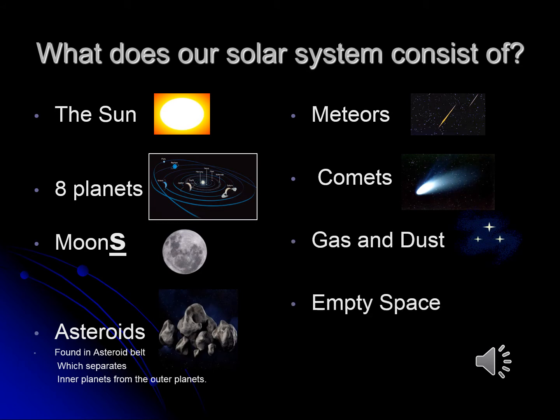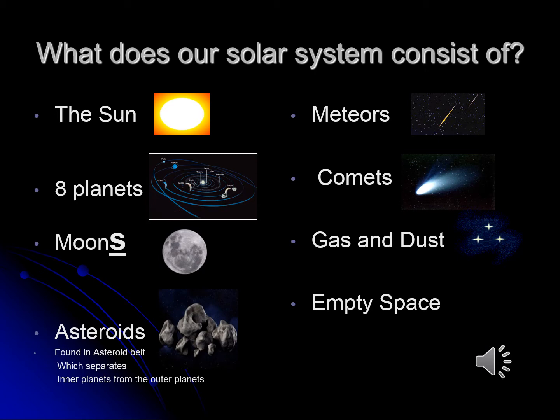In our second slide, we're going to talk about the solar system and what it consists of. In our solar system, we have one star. That star is our sun. That is what all of the planets orbit around, including ourselves. We have 8 planets in our orbit system. As most of you already know, we used to have 9, but poor little Pluto got demoted and is no longer a planet. Therefore, we only have 8.